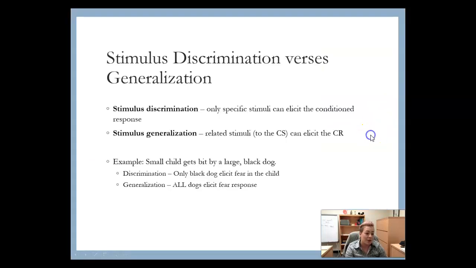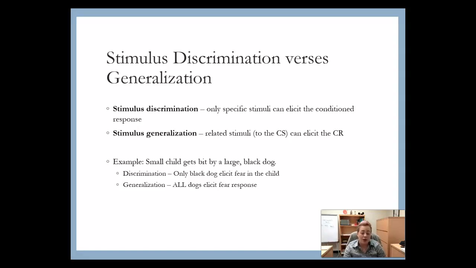And this gets to our next point of stimulus discrimination versus generalization. Stimulus discrimination is this idea that only specific stimuli can elicit a conditioned response. So with Little Albert, he started being scared of more things that resembled a rat. That's generalization. Related stimuli, it's fuzzy, it's white, it's scary. It's kind of branching out to cover different stimuli. Stimulus discrimination is only specific stimuli can elicit that response. So maybe he was only scared of rats. Maybe rats of different colors, but it's still only that type of rat.